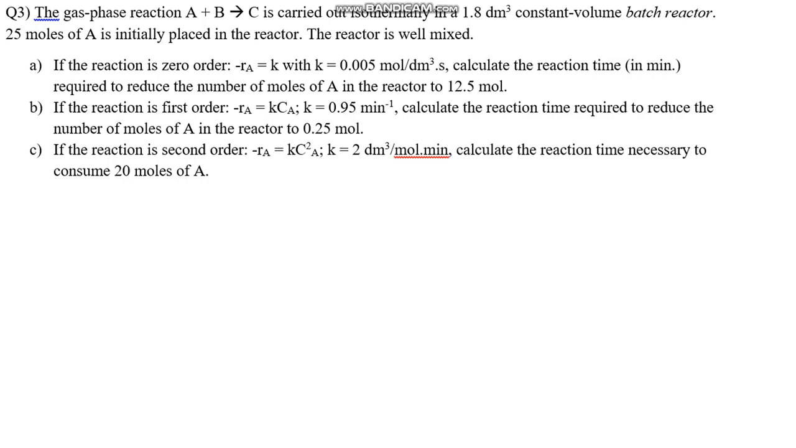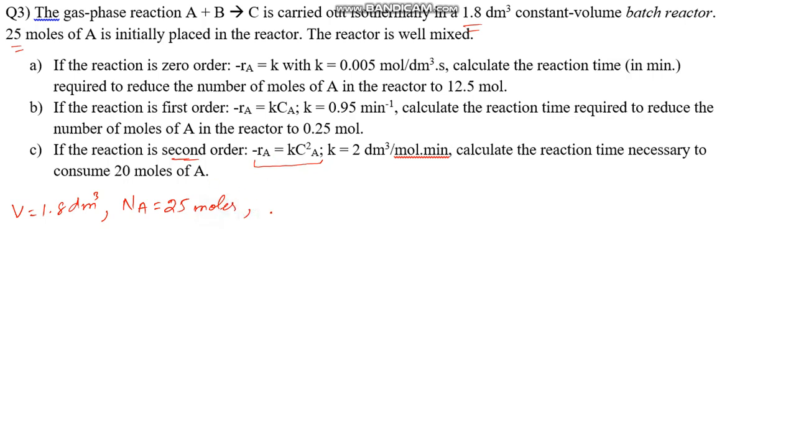So question number 3, part C. In the C part, we have a second order reaction and rate is also given. Just extract the values from the question. So volume, as I have done earlier, is 1.8 dm cube. Initial moles are 25, so Na is equal to 25 moles.